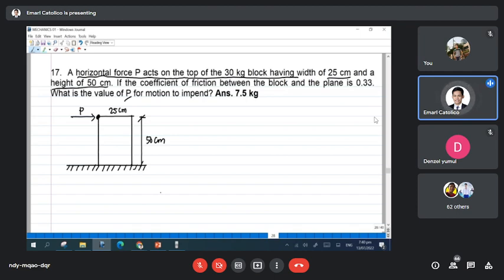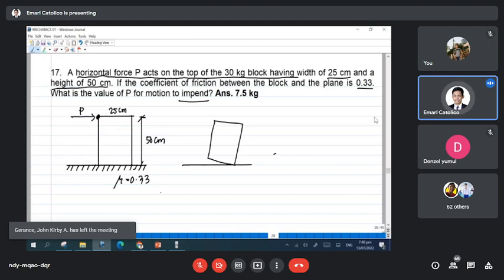Is 0.33. So mu mo is 0.33. Find the value of P for the motion to impend. So impend, ibig sabihin, parang ititip niya or ititilt niya yung block mo. So from that figure, parang ganito yung magiging itsura niya. Freehand ko na lang. Yan. So yung force mo yung tutulak doon sa block. Anong force daw yun para ma-tilt mo or ma-tip mo yung block, which is 30 kilogram. So 30 kilogram nag-aakyan sa center ng block natin.